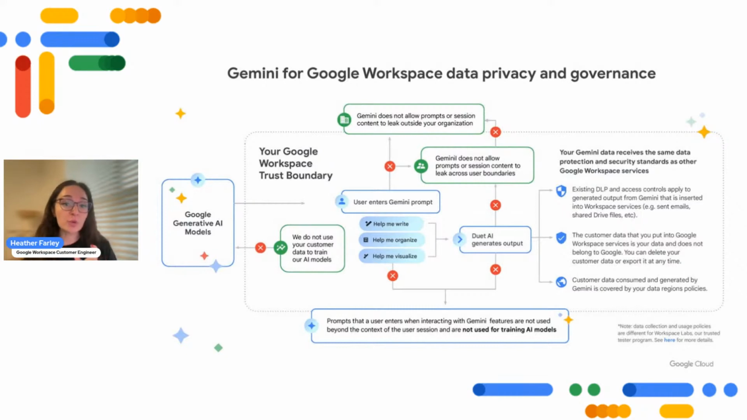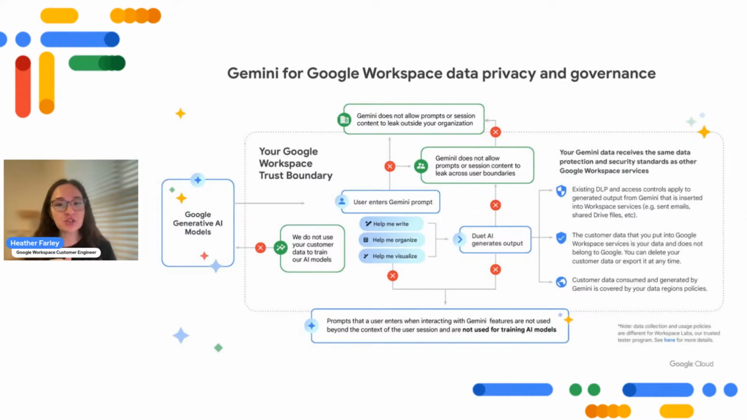Your Gemini for Google Workspace data receives the exact same data protection and security standards as any other Google Workspace service. This is very publicly available information. If you would like more information about it, we have a ton of blog posts as well as white papers detailing what our standards are with data protection and security. And within your own Google Workspace domain, your existing Google Workspace protections that you already have deployed in your organization will automatically apply as you roll out Gemini.